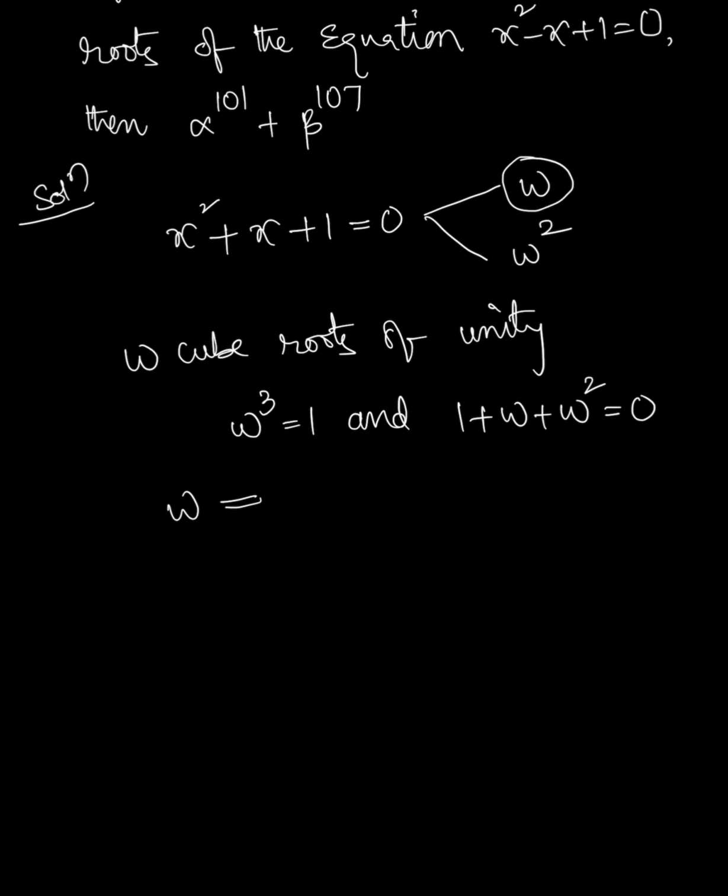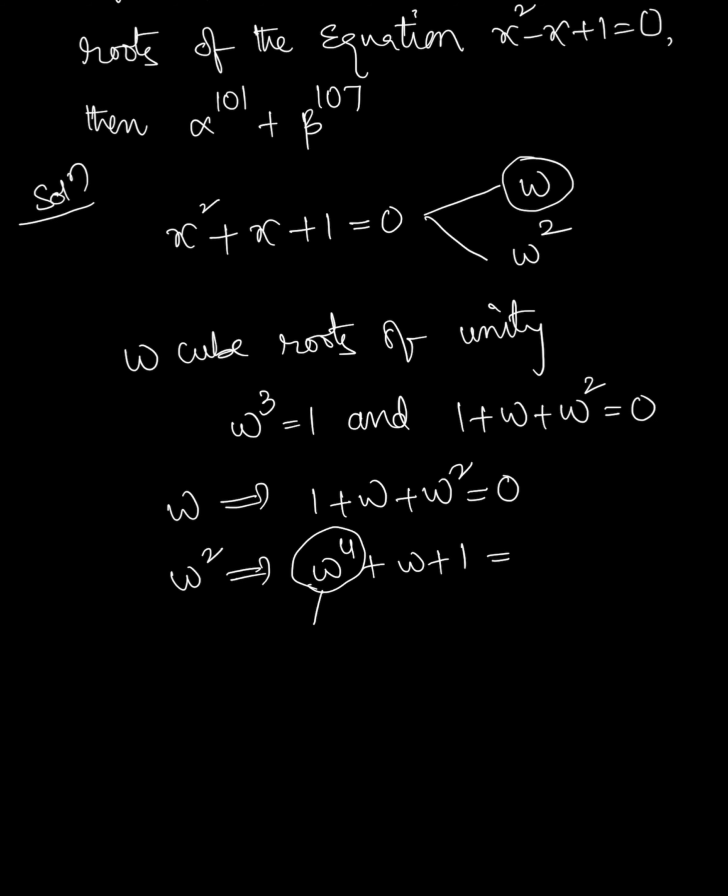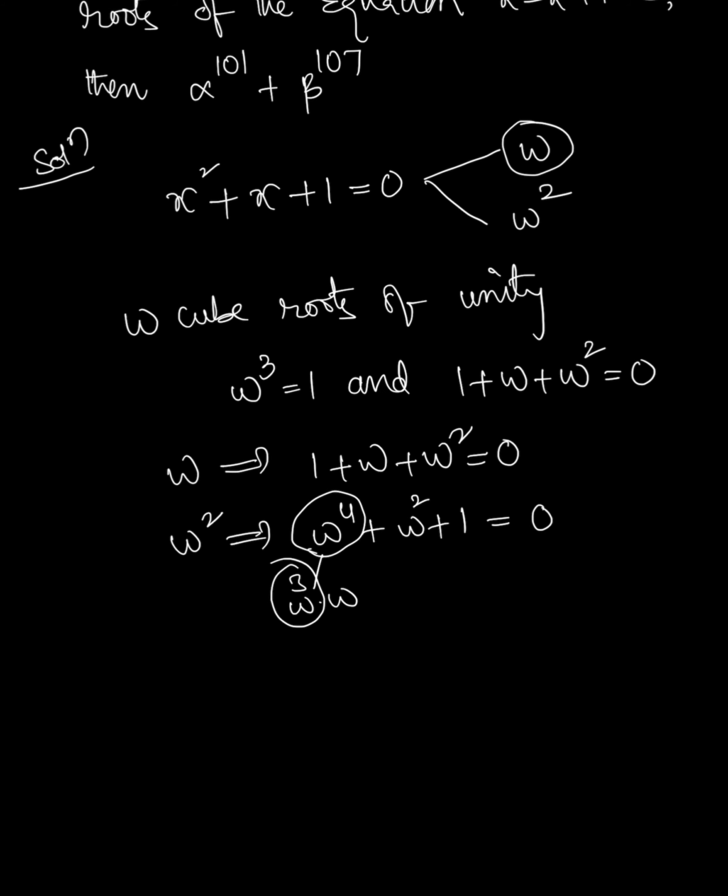If it is omega, then it will be clearly 1 plus omega plus omega square, and anyway that is equal to 0. If I substitute omega square also, it will become omega power 4 plus omega square plus 1. Omega power 4 we can write as omega cube into omega. So omega cube value is 1, and clearly 1 plus omega plus omega square becomes 0. So this is one standard form: if x square plus x plus 1 equal to 0, the roots are omega and omega square.